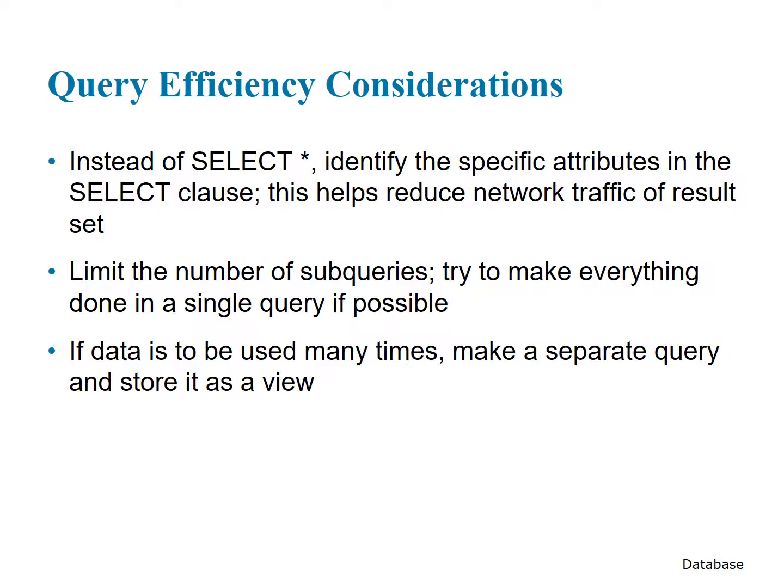Query efficiency consideration. Instead of select asterisk all, identify the specific attribute in the select clause. This helps reduce network traffic of the result set. Limit the number of subqueries. Try to make everything done in a single query if possible. If data is to be used many times, make a separate query and store it as a view.